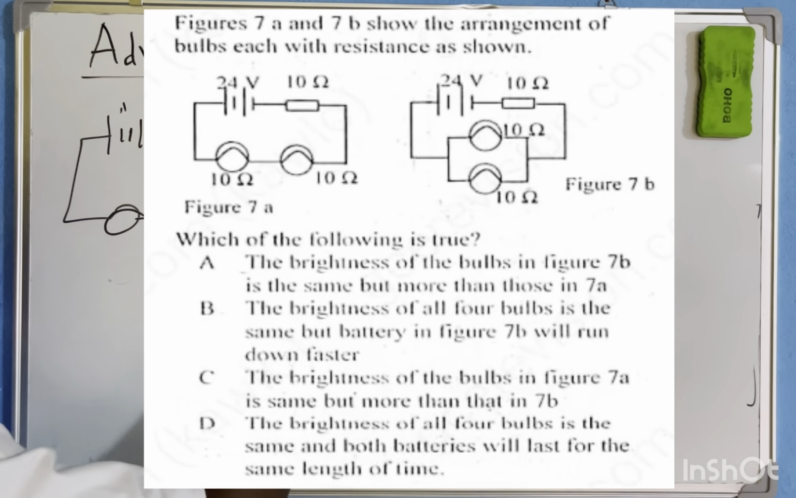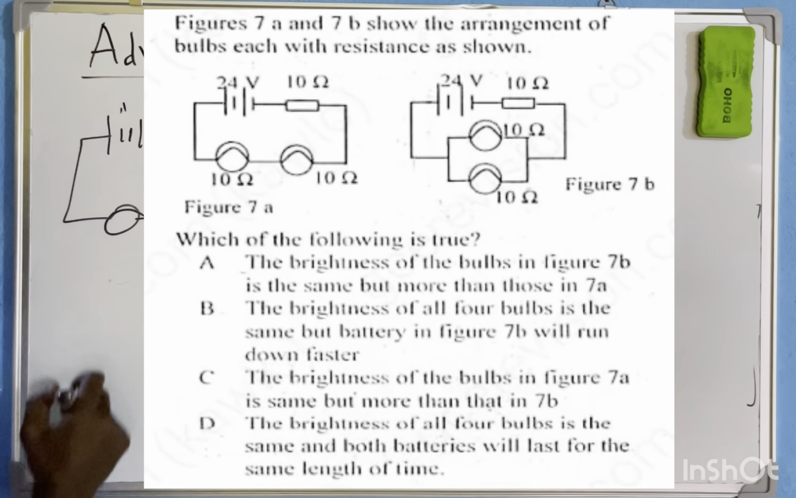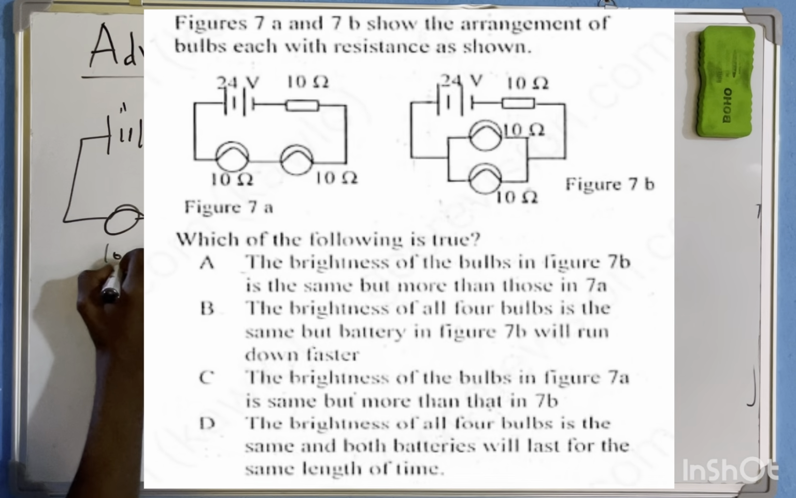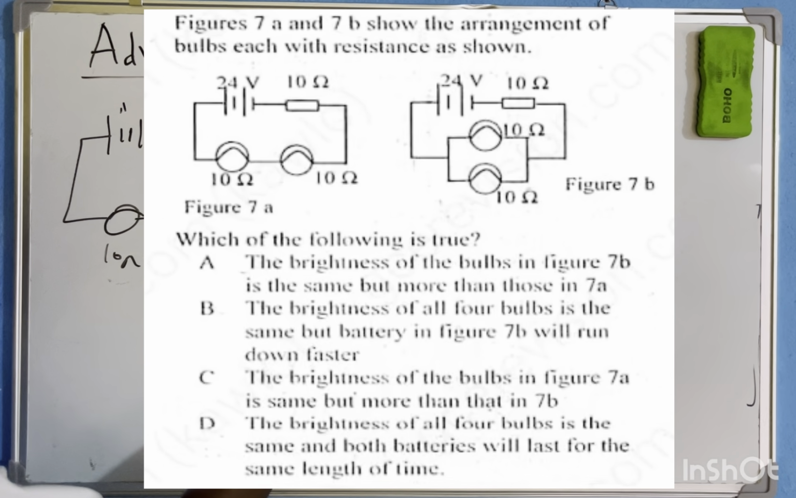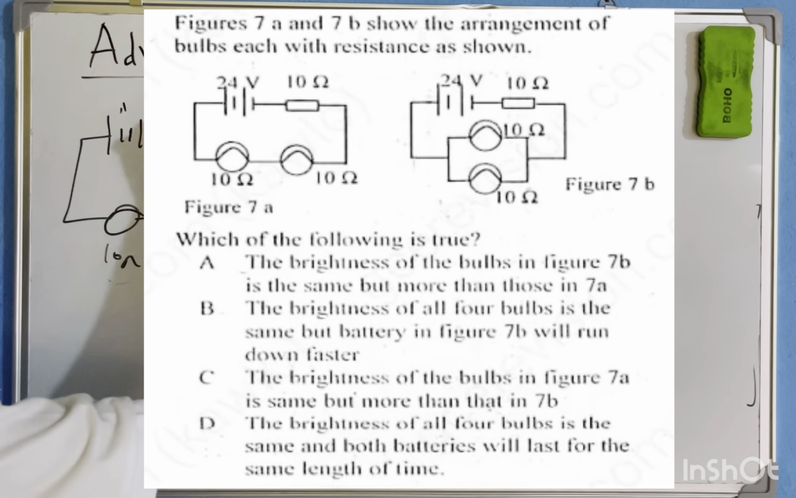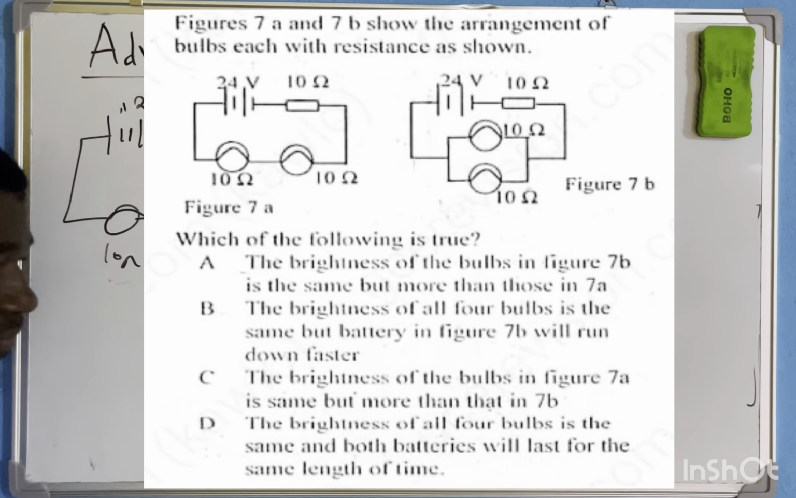Okay, we are having something like that. Now each resistor is 10 ohms, with a 24 volt source in each circuit. So the first question is, which of the following is true?